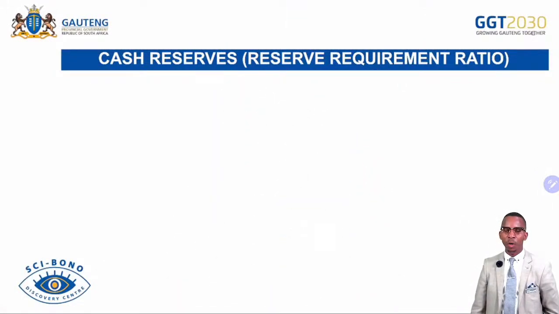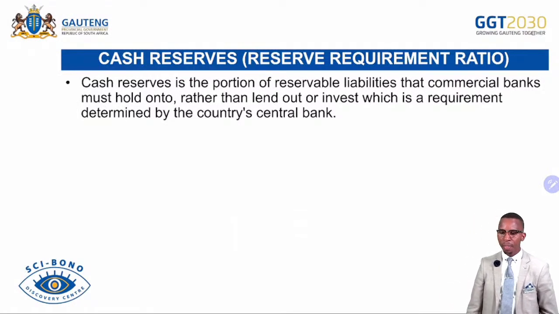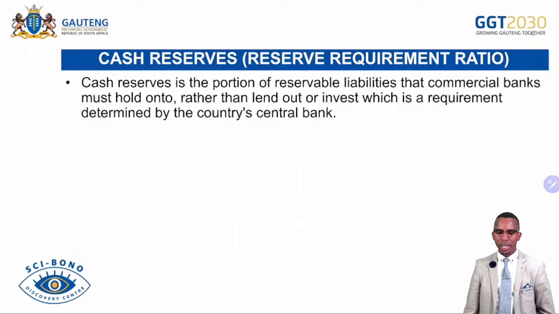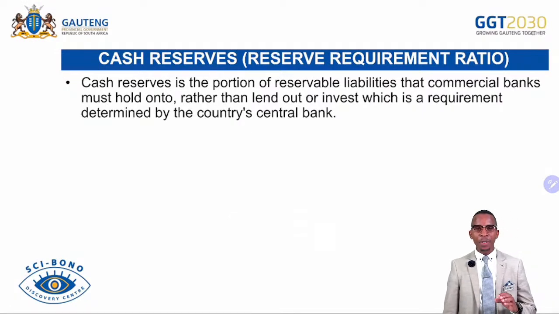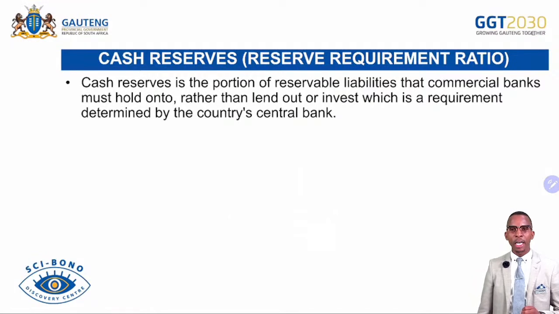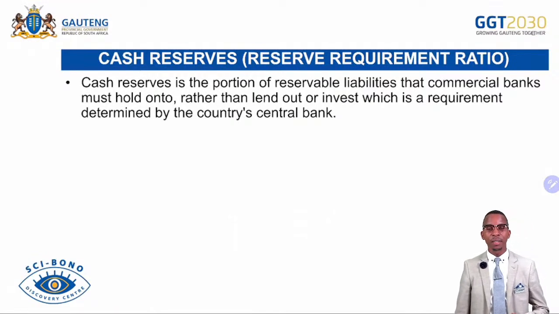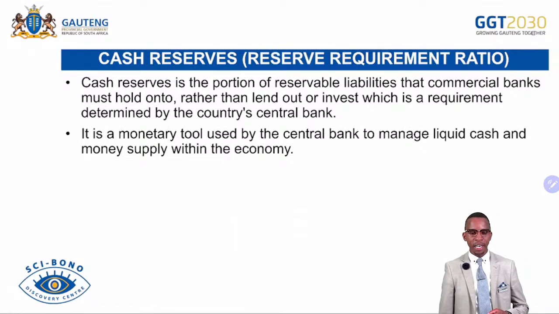The cash reserves, or reserve requirement ratio. This is the portion of reservable liabilities that commercial banks must hold on to, rather than lending out or investing, which is a requirement determined by the country's central bank. Remember, the Reserve Bank instructs commercial banks to reserve a certain amount of money on their revenues so that they can be taken care of in case they're facing liquidity problems. That amount, or that ratio, is what we call the cash reserves.